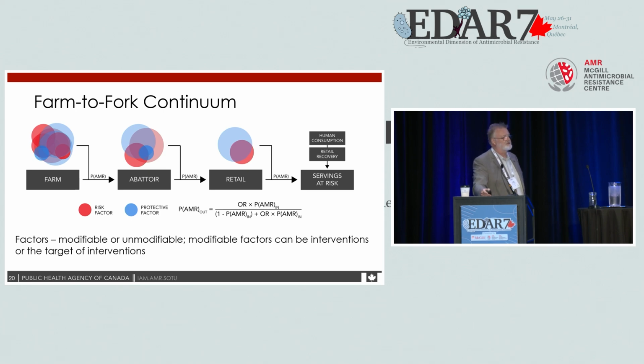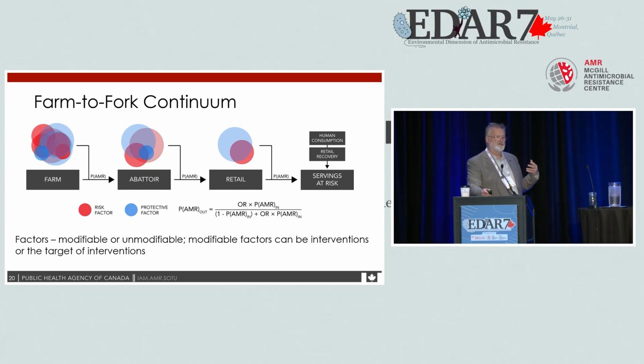So the integrated assessment model is complex in construction, but the math, the model itself, is very basic. It's essentially just a series of nodes, and these can be broken into subnodes: farm, abattoir, retail, to the human exposure. And it's really just a combination of risk factors expressed as some kind of measure of association. We've ended up using odds ratios, which I'll talk about in a minute. The factors are either risk factors or protective factors, and those factors can either be modifiable or non-modifiable.